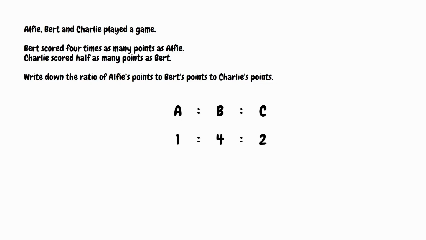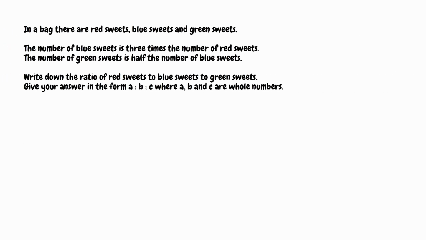Okay, let's look at another example. So for this question, we have in a bag there are red sweets, blue sweets and green sweets. The number of blue sweets is 3 times the number of red sweets, and the number of green sweets is half the number of blue sweets. We need to write down the ratio of red sweets to blue sweets to green sweets, and we have to give our answer in the form A to B to C, where A, B and C are whole numbers.